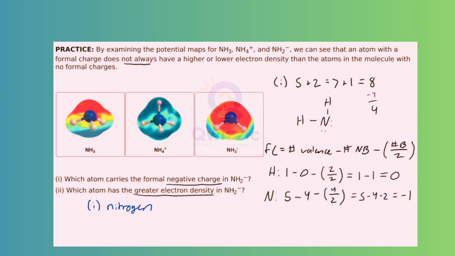So because our nitrogen is surrounded by this red area, we can tell that it's going to have the most negative potential and therefore the greatest electron density. So the answer for part 2 is also going to be nitrogen. And your answer here is going to correspond to option B in the multiple choice. So this is going to be your final answer, right? And for NH₂-, our nitrogen not only has the formal charge of -1, it also has the greatest electron density according to our potential map.